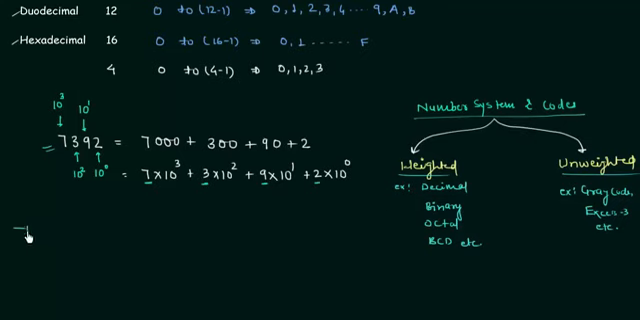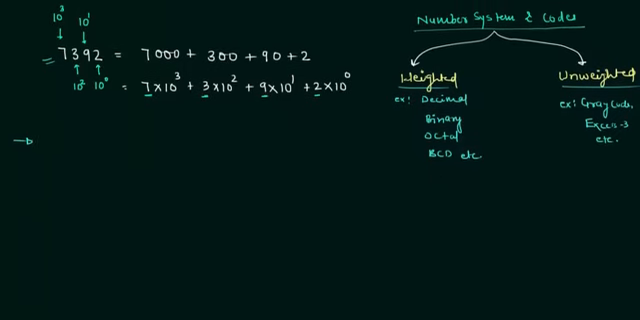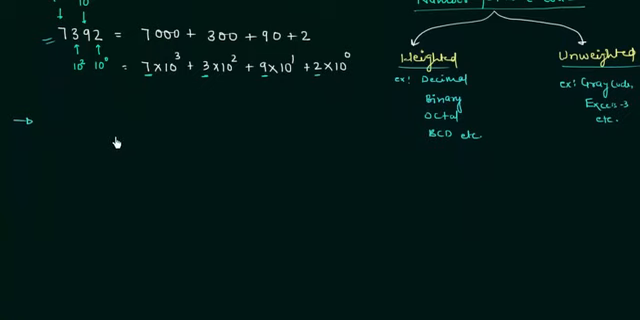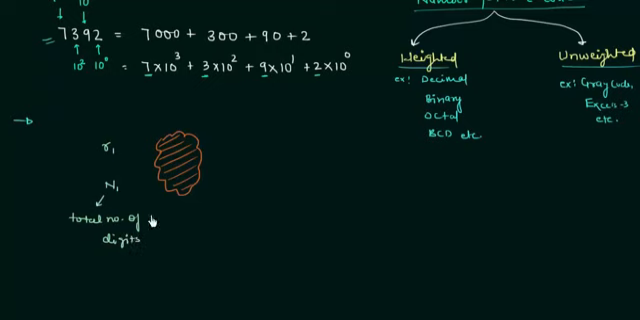Now we will move to the next and last part of this presentation, in which we will compare binary, decimal, octal and hexadecimal number systems. Let's say there is a quantity. We are representing this quantity in a number system with base R1. R1 is the base of the number system, and let's say capital N1 is the total number of digits required to represent this quantity in this number system.